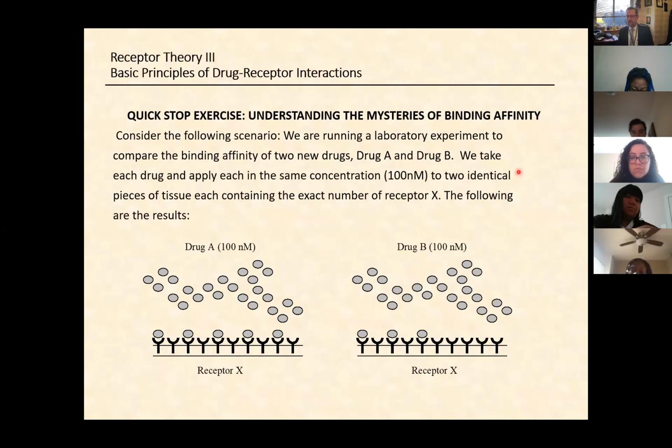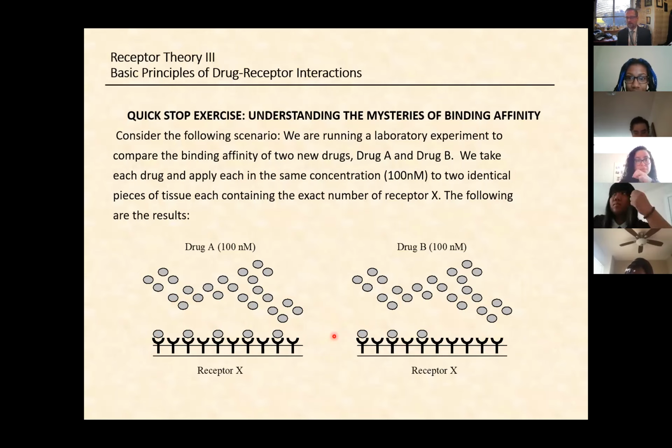Let me ask a question here. We have two drugs, and we're trying to measure how well each of these two drugs bind to the same receptor. We apply each of the drugs to the receptors at the same concentration, and we can see here when drug A is applied at 100 nanomolar, we get the formation of 1, 2, 3, 4, 5 ligand receptor complexes out of 10. And over here, when drug B is added at the same concentration, we only get the formation of 3 ligand receptor complexes out of 10.